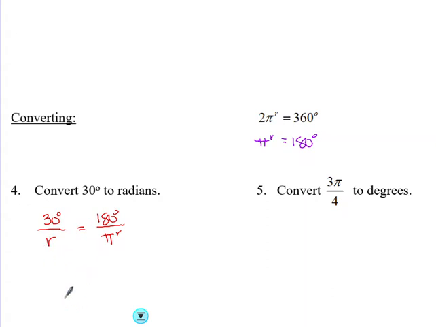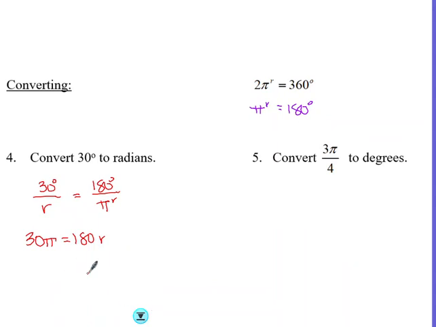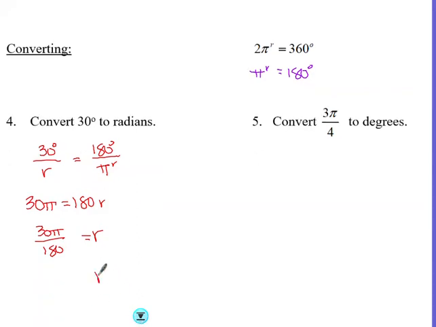Now we just solve by cross multiplying. So I get 30 pi equals 180 r. So r is 30 pi over 180, which simplifies to pi over 6. So that means that 30 degrees is the same as pi over 6 radians.